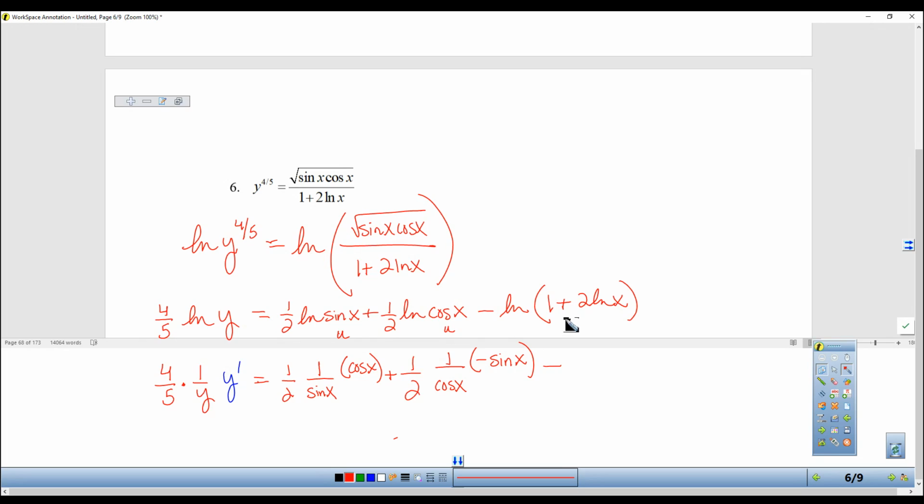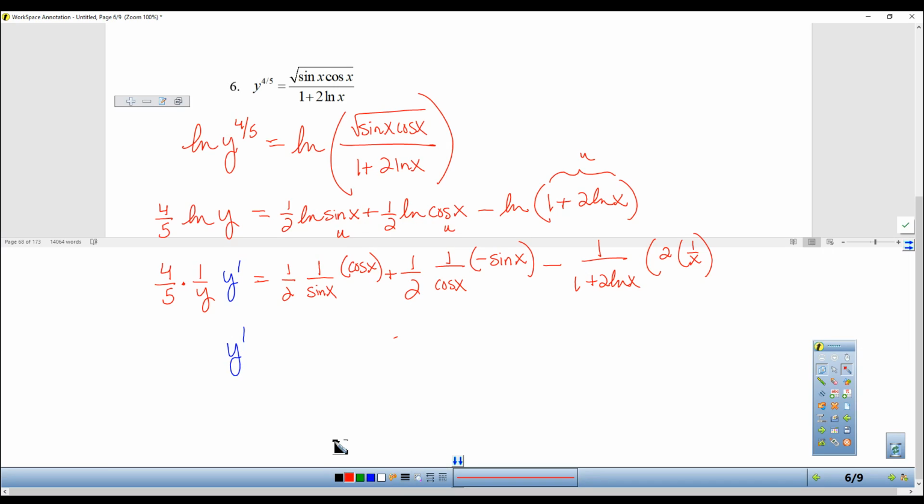Now this is my u. U keeps changing. And it's going to be 1 over u times the derivative of u. The derivative of u is going to be 0 plus 2 times 1 over x. This is a huge problem.